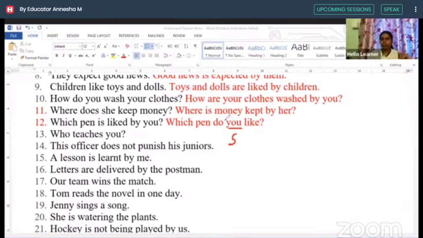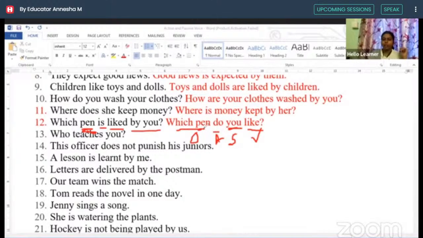Okay. Just come back to the subject. You is the subject, and which pen, the entire thing, is working as the object here. And do is obviously our auxiliary, and like is the verb. You will see the same formula is applied. The object becomes the subject. Pen, and is liked is of course the auxiliary. Do becomes is. Liked is V3, and by you, our subject becomes by you. Okay. Karthik.